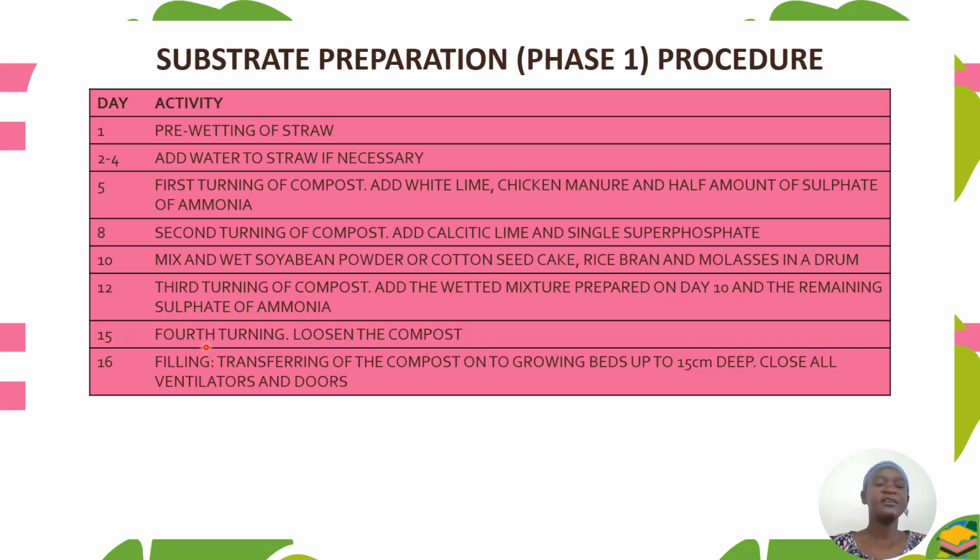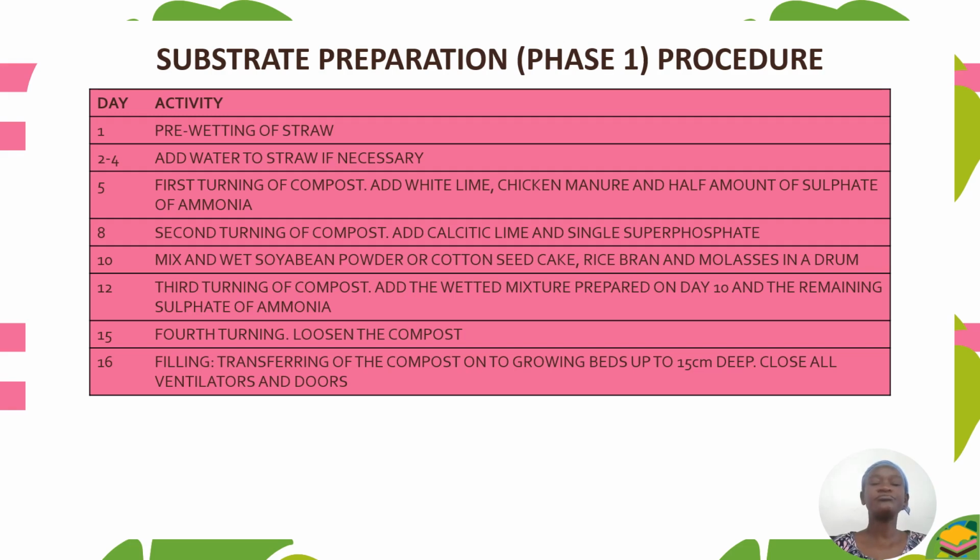Day 15, that's the fourth turning, whereby you loosen the compost. Then day 16, you do filling or transferring of the compost onto growing beds up to 10 centimeters deep. Then you close all ventilators and doors. So that's the whole process, what transpires in phase 1 substrate preparation.